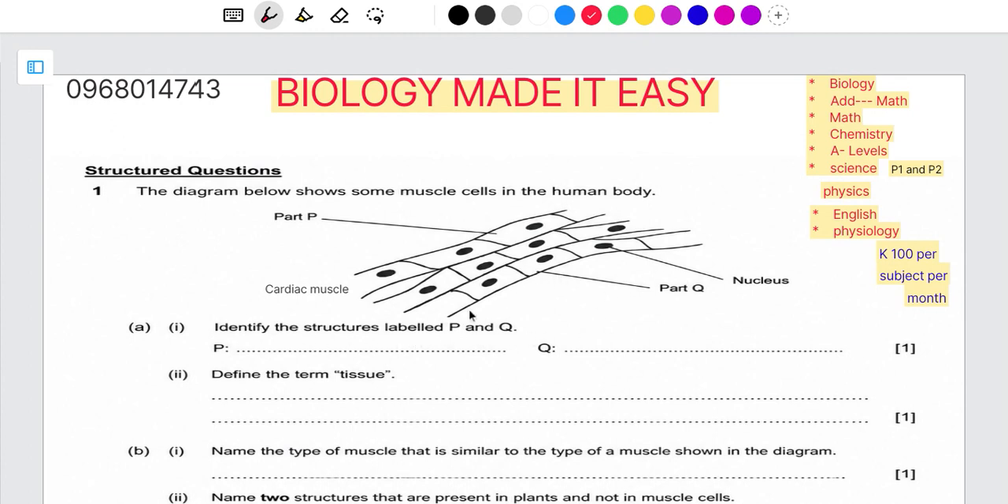According to what we can see here, Q is representing the cell membrane. Then P is representing this part here, which is the cytoplasm. So we can say cytoplasm for P. Then for Q we can say cell membrane, or selectively semi-permeable membrane if you want.